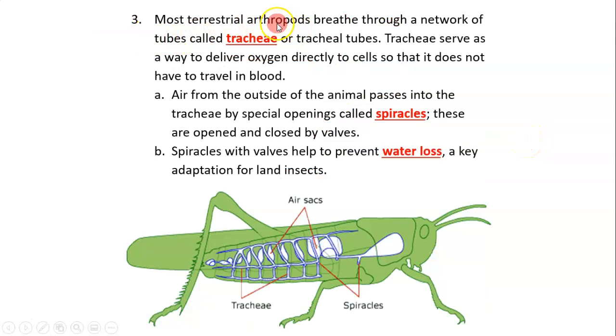Now, most terrestrial arthropods, terrestrial meaning living on land, breathe through a network of tubes called tracheae or trachea. Here in the grasshopper, you can see the various tubes throughout their body. Trachea serve as a way to deliver oxygen directly to cells so that it does not have to travel in blood. Air from the outside of the animal passes into the trachea through these special openings, highlighted down here, called spiracles. These are opened and closed by valves to let air in and out.